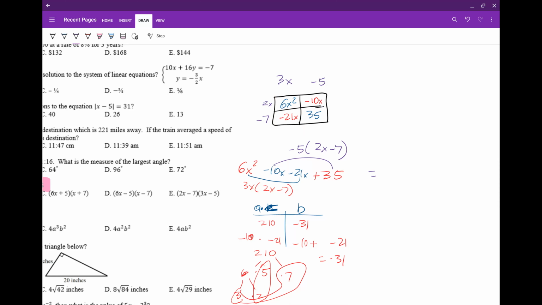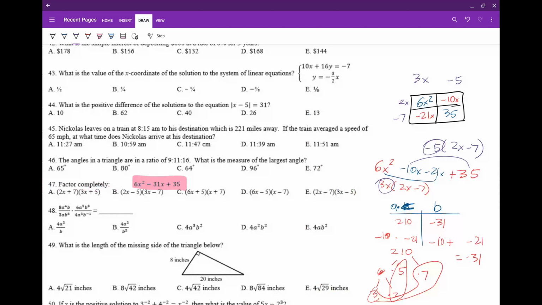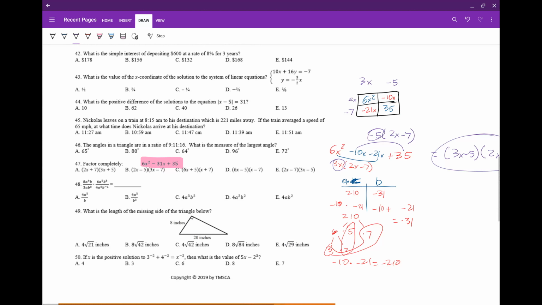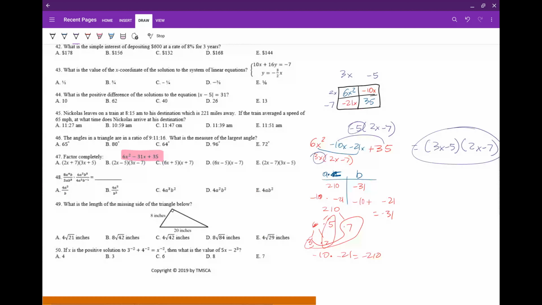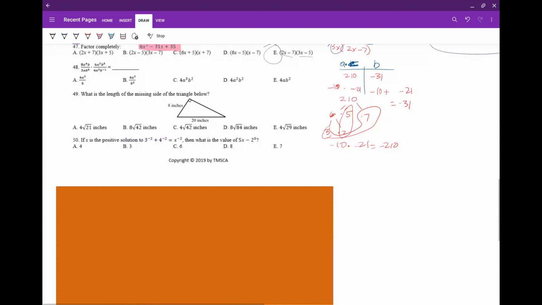We have the 3x and negative 5, using the distributive property. You can group those together. So you have 3x minus 5 times 2x minus 7 as your factors. And that's exactly what it asked us. So we have to make sure we choose the right answer. 2x minus 7, 3x minus 5, that's going to be answer choice E.